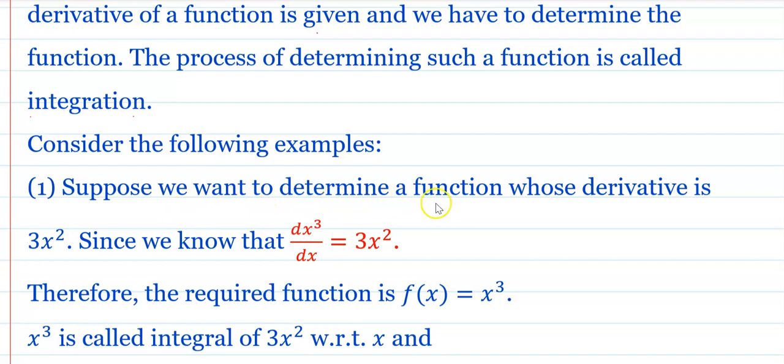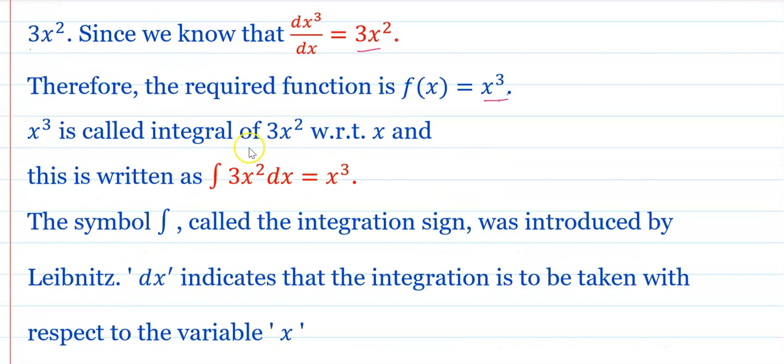Okay. Now next, consider the following examples. Suppose we want to determine a function whose derivative is 3x square. म्हणजे 3x square कोणाचा डेरिव्हेटिव्ह आहे. Then I will write d/dx of x cube is 3x square, and hence integral of 3x square is x cube, and therefore the required function is f of x, which is x cube. Its derivative is 3x square. Okay. Next, hence x cube is called the integral of 3x square with respect to x. And it is written as integral 3x square dx is equals to x cube.